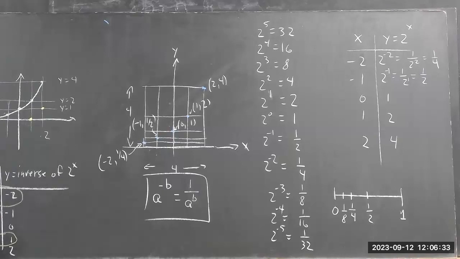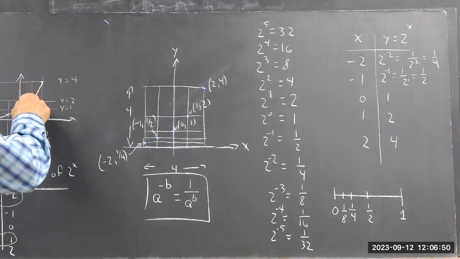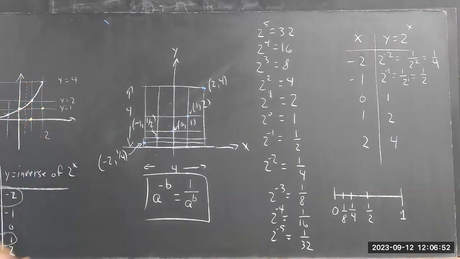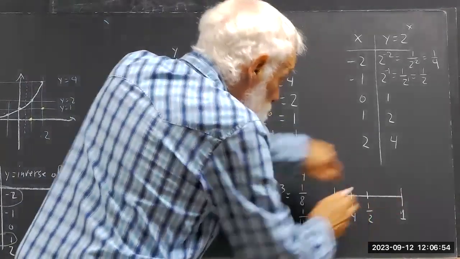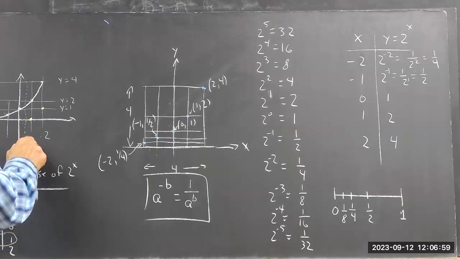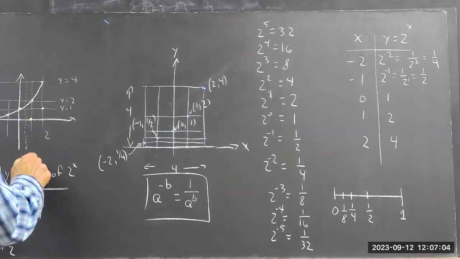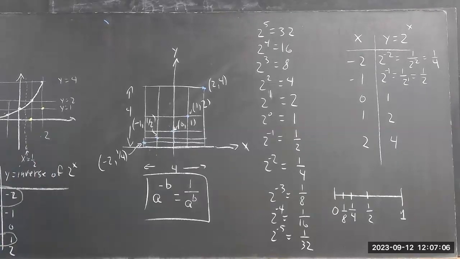Now, what about 1/2, -1? X has to be 1/2. Do we have a line for x equals 1/2? No, we got a line for x equals 0 and x equals 1. X equals 1/2 is here, halfway between 0 and 1, just like 1/2 is halfway between 0 and 1 here. Okay, so here's the line, x equals 1/2.